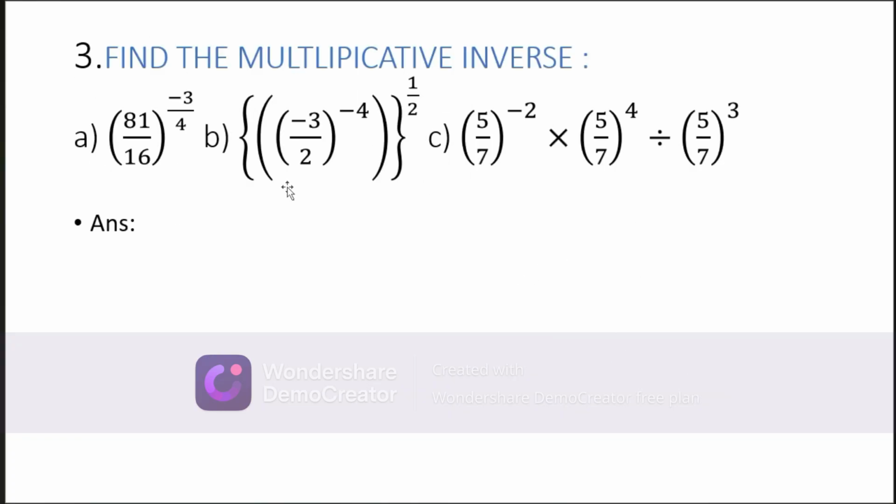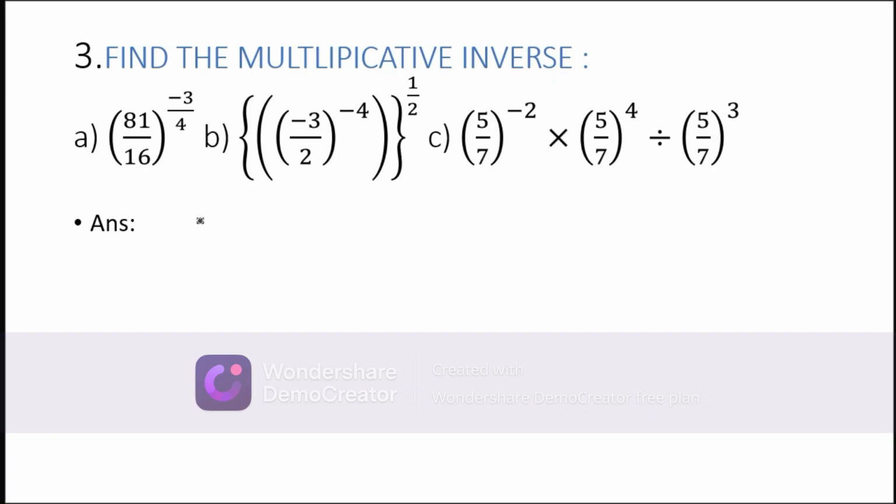Next, find the multiplicative inverse. Now let me tell you what is multiplicative inverse. If I write any number, suppose x, what is the multiplicative inverse of x? 1 by x. If I write 1 by y, then what is the multiplicative inverse of 1 by y? That is y. Simply the reciprocal of the number is the multiplicative inverse. Okay.